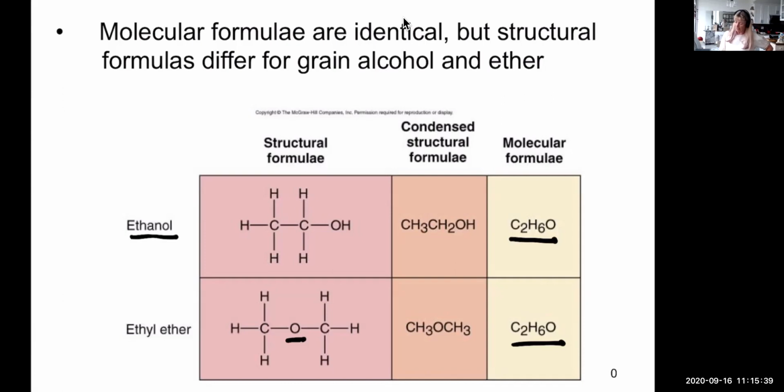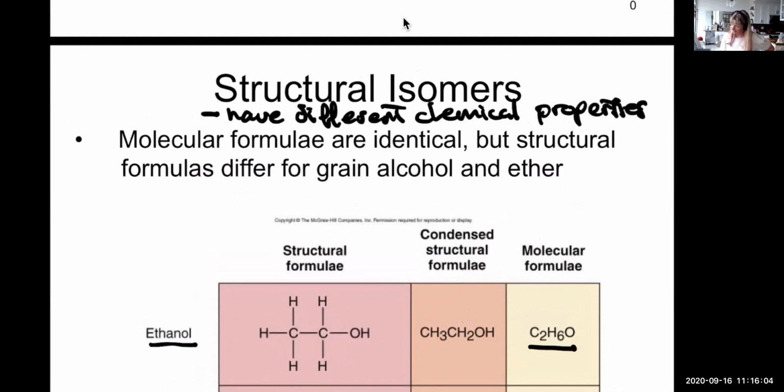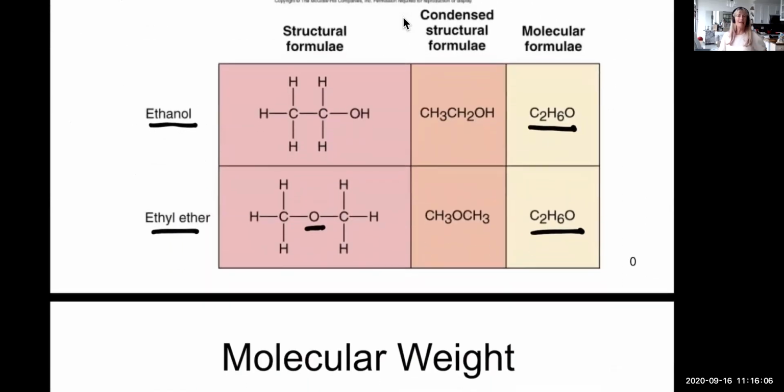So in the case of these two substances, they have different chemical properties. Structural isomers have different chemical properties. In other words, they may be polar or nonpolar, they may be acidic or basic. They will have different properties.